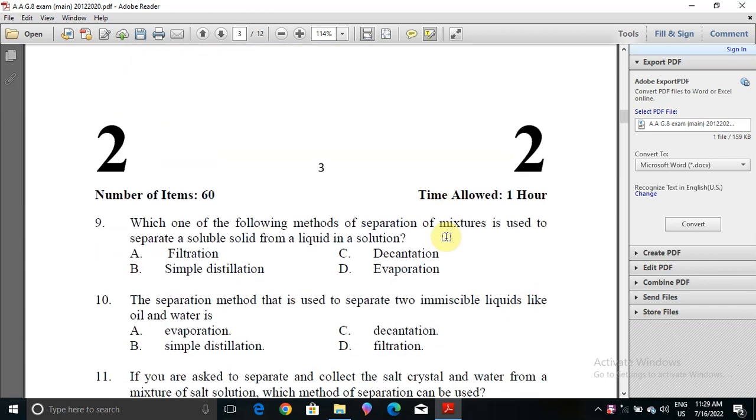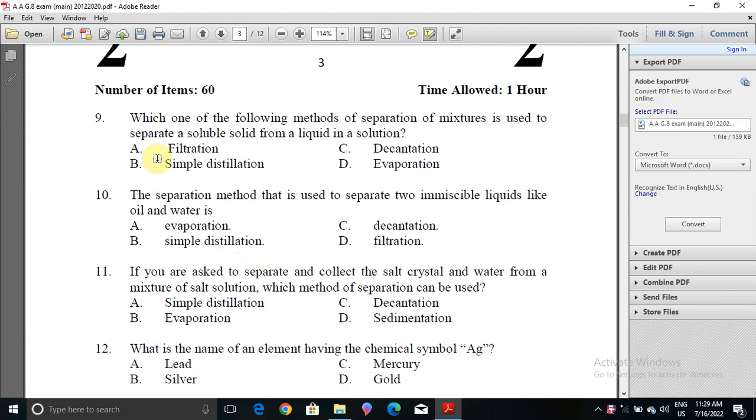Now question number 9. Which one of the following methods of separation of mixtures is used to separate a soluble solid from a liquid in a solution? It will be filtration, simple distillation, decantation, or evaporation. Now what we have here is separation of mixtures, right? And we have to separate a soluble solid from a liquid, it will be evaporation.